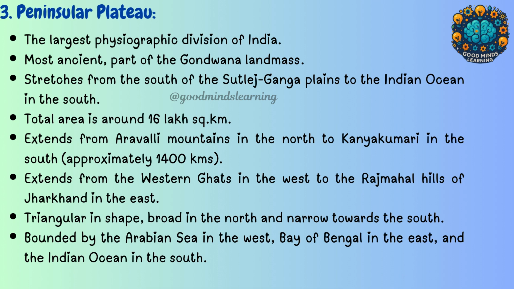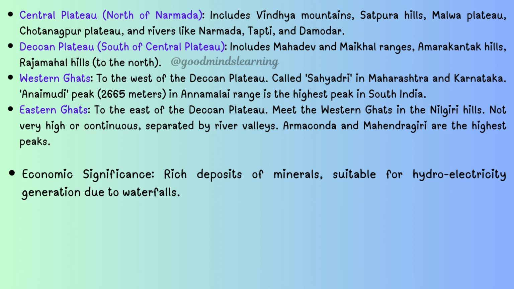Triangular in shape, broad in the north and narrow towards the south. Bounded by the Arabian Sea in the west, Bay of Bengal in the east, and the Indian Ocean in the south. Central Plateau north of Narmada includes Vindhya Mountains, Satpura Hills, Malwa Plateau, Chota Nagpur Plateau, and rivers like Narmada, Tapti, and Damodar. Deccan Plateau south of Central Plateau includes Mahadev and Makhal ranges, Amarkantak Hills, Rajmahal Hills to the north.